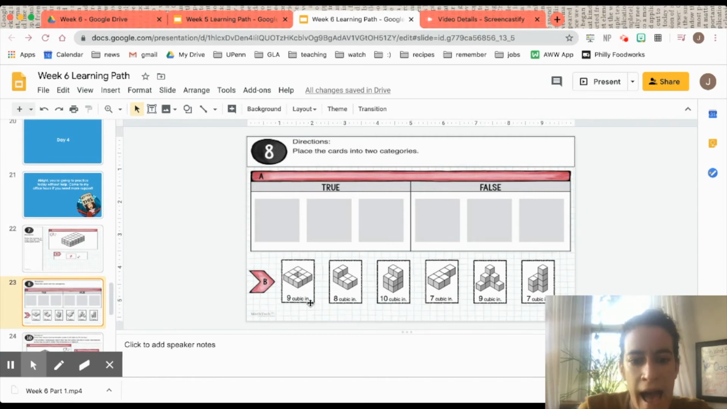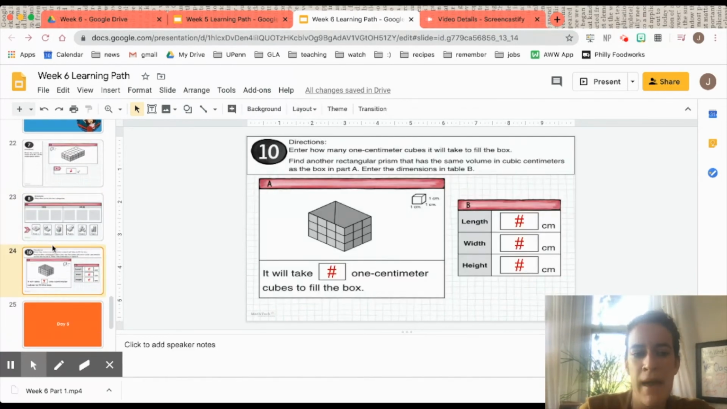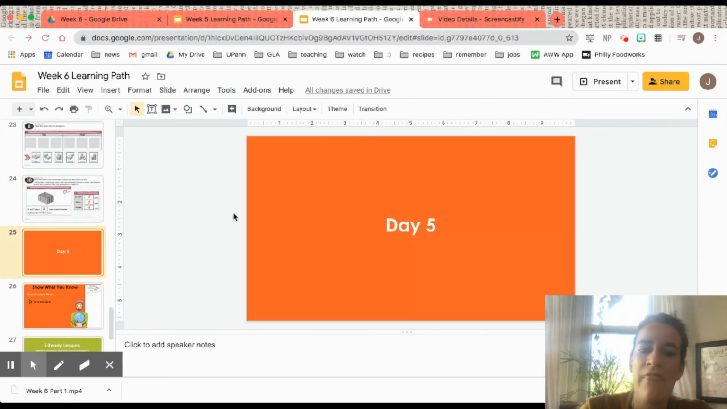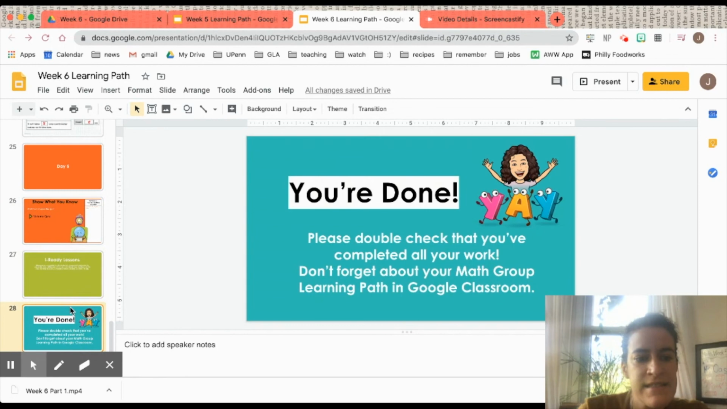Is 9 cubic inches the right volume for this shape? Is 8 cubic inches the right volume for this shape? You're going to continue this independent practice for day 4. Then on day 5, you're going to take your quiz. You're going to post your iReady lessons, and you are all done.